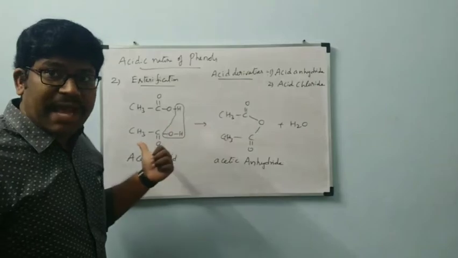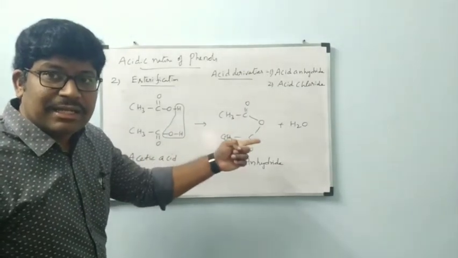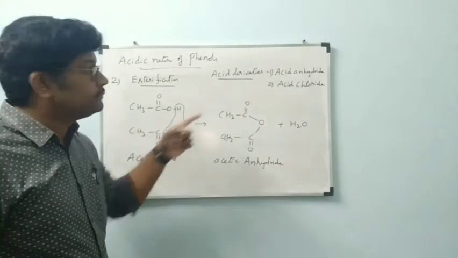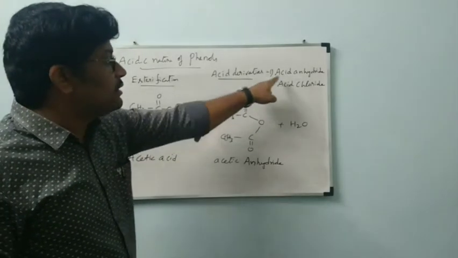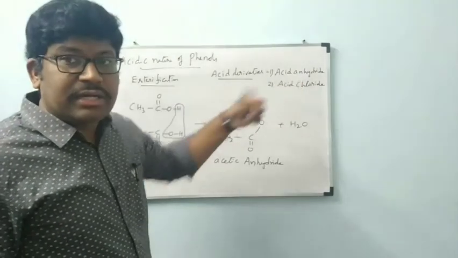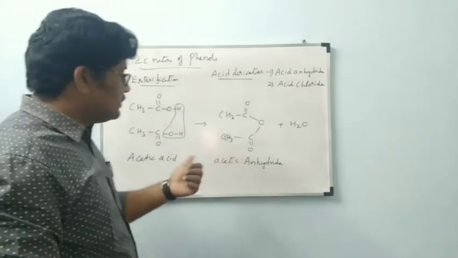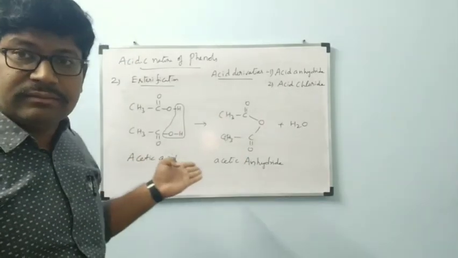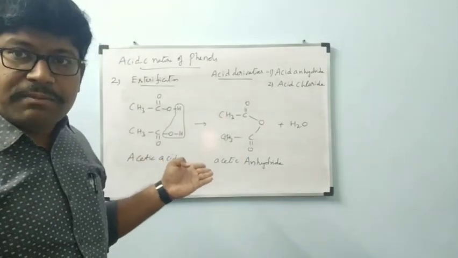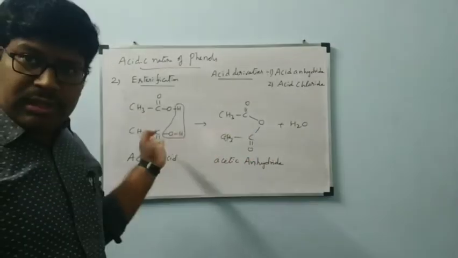This is obtained from acid only, na? This is treated as a derivative of acid. Anhydrides are treated as derivatives of acids because they are obtained from acids only. Is it okay, ma'am?